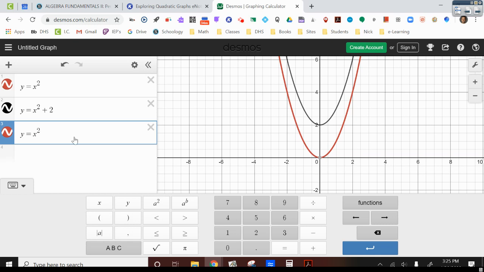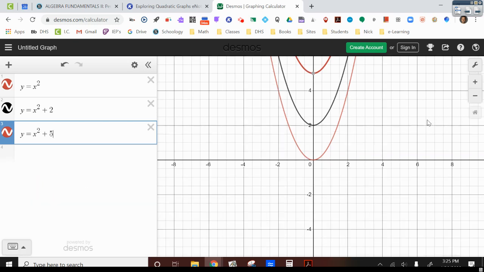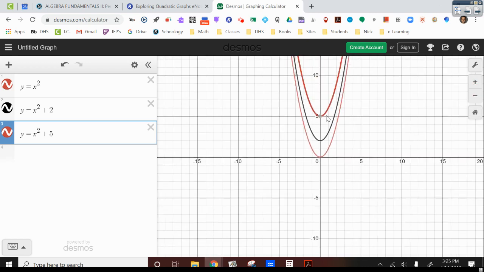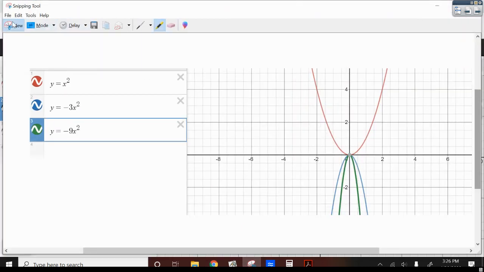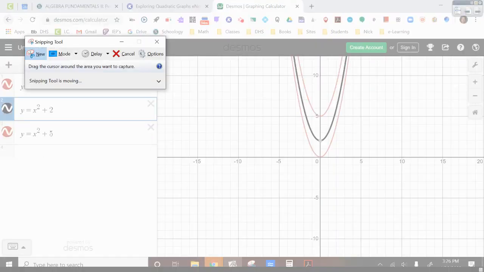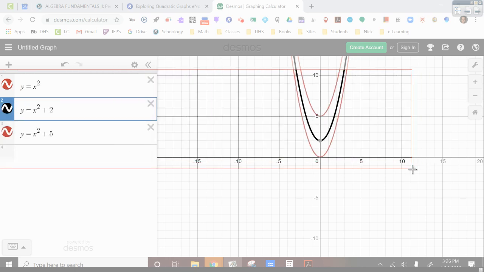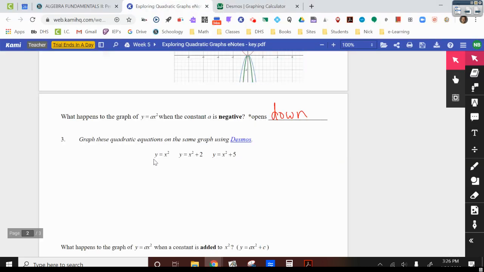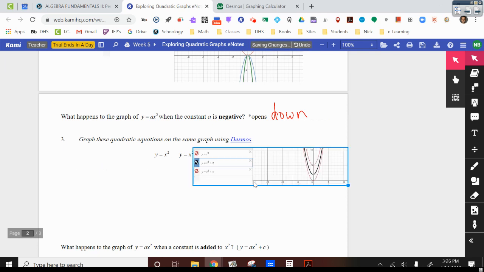y equals x squared plus 5. Oh, look at that. It went even higher up. All right, so look at that. It went way up here with my plus 5. It went up to here with my plus 2. So it looks like it's being shifted upward. All right, let's take a picture of this, and we're going to put that in the notes here so you guys can reference this later.